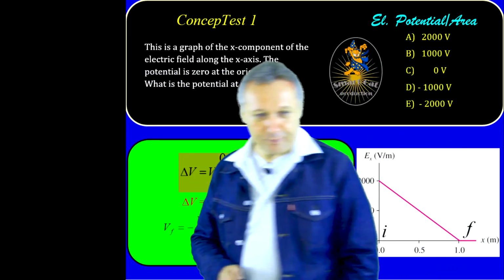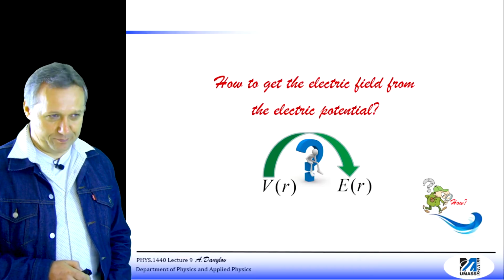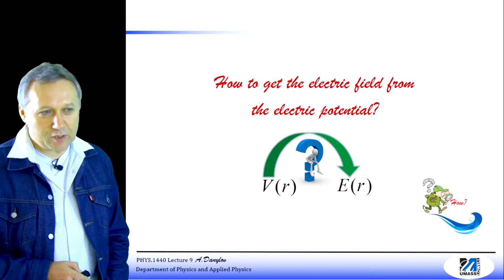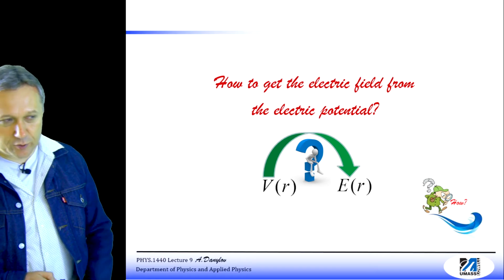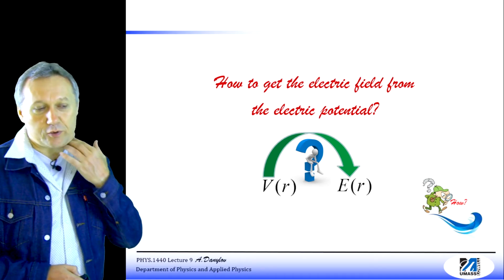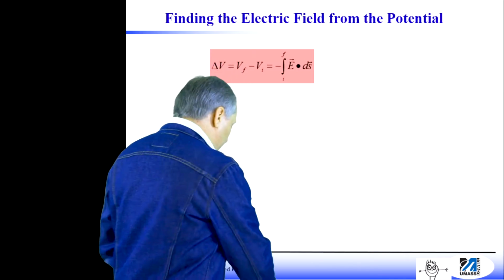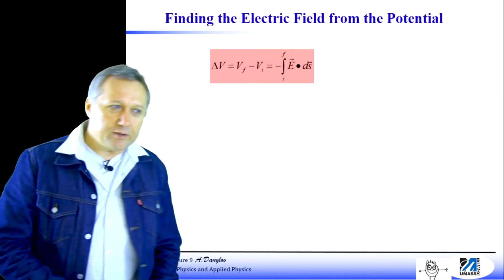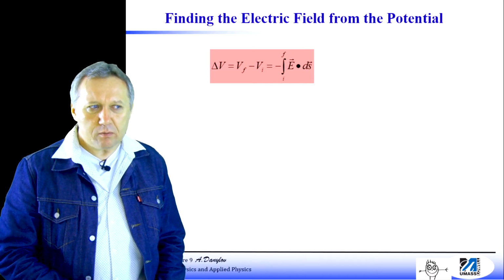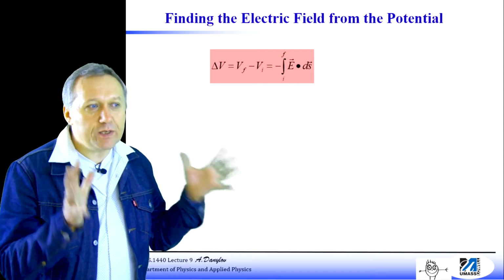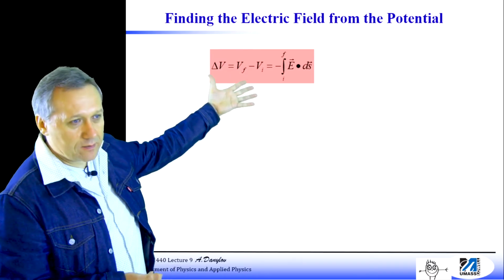Okay, great. So now next, the bridge in the opposite direction. How can we get the electric field out of the electric potential? So now we want to get a vector quantity out of a scalar quantity. Do we have to introduce a radically new formula? Actually, no, because everything that we need in these relationships is here.